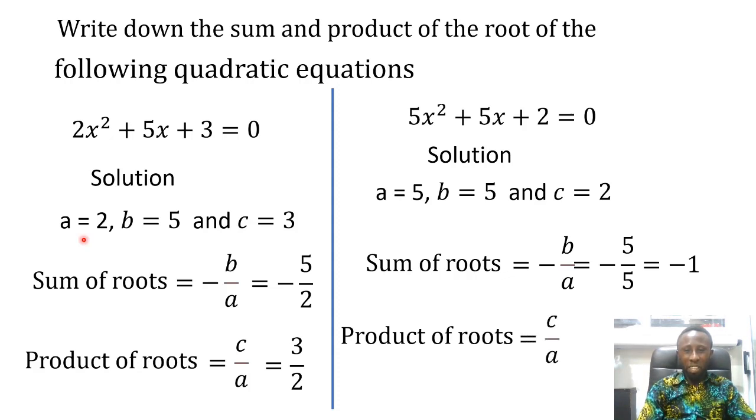Then our product of roots is what? c out of a. And our c is what? 2. So this is our c. 2 out of 5.